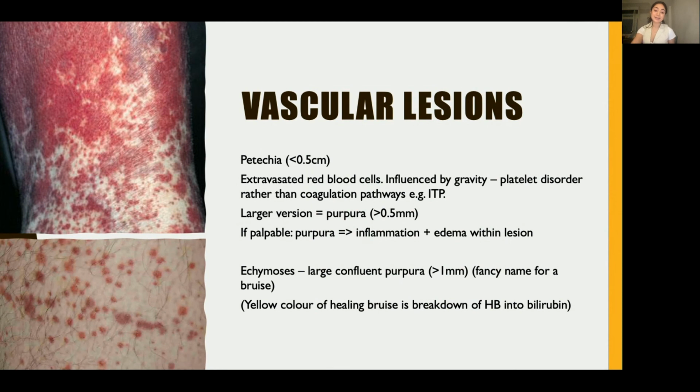And ecchymoses is a fancy term for bruising. The reason we get that yellow color of a healing bruise is basically just the breakdown of hemoglobin into bilirubin. Next slide.